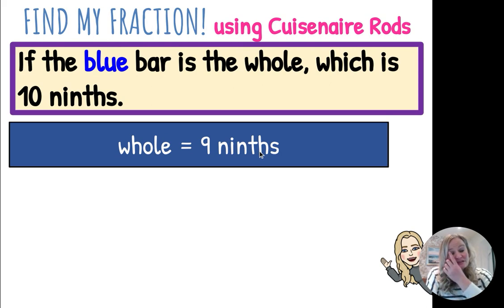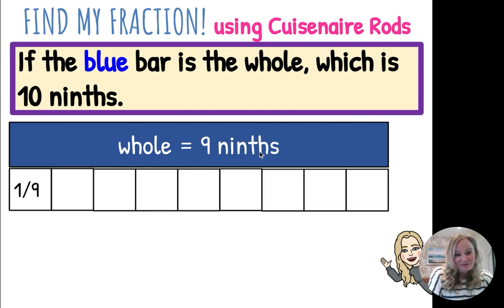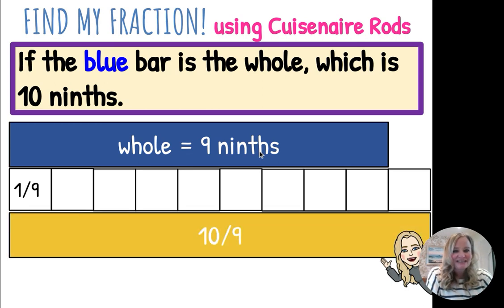So if the blue bar is the whole, which bar is 10 ninths? So the whole will be 9 ninths. We need to work out the unit fraction. So 9 ninths make the whole, so it's 9 of the white bars. We need 10 of those white bars to make 10 ninths, which is equal to the orange bar. The orange bar goes beyond the whole, and it's worth 10 ninths.